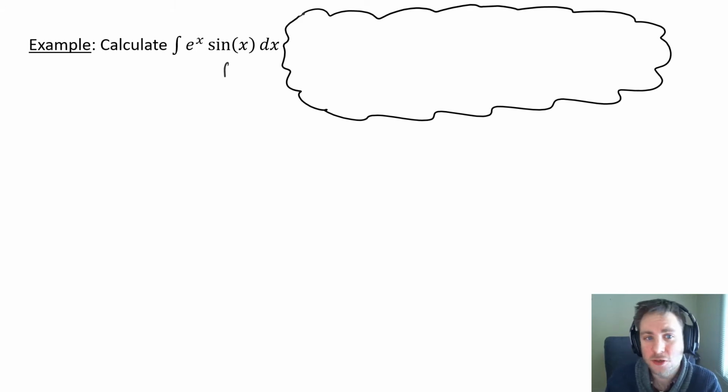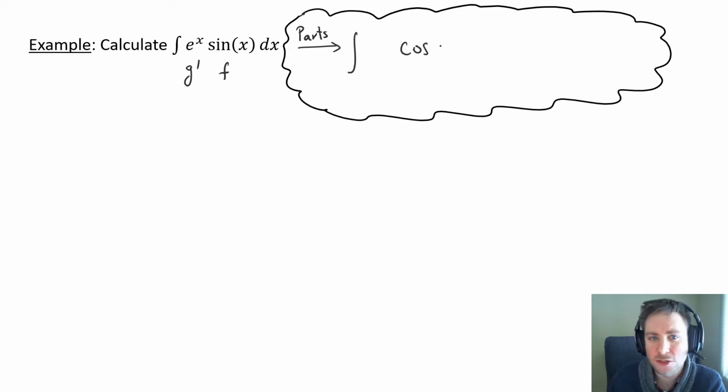As a first step, you could use sin x as f and e to the x as g prime. The opposite assignment is also possible in this case, but this is my preference mainly because e to the x is so easy to anti-differentiate. So without going through all the painstaking details, what would our new integral look like if we used the parts formula? Well, f would get differentiated to give us cos x, and g prime would get anti-differentiated to give us e to the x. That's not quite the same integral we started with, but it's pretty close. So let's see what happens if we integrate by parts again.